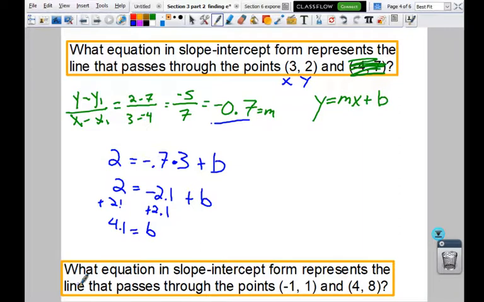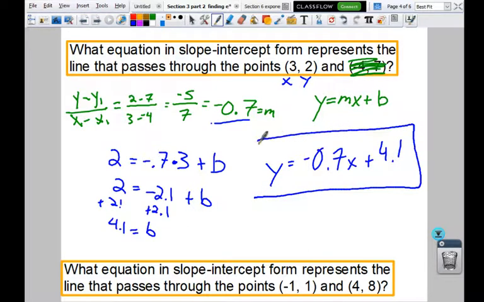Alright, so I got b equals 4.1. You guys got 4.1? Am I done? No. Okay, what do I gotta do? y equals negative 0.7x plus 4.1. Perfect. Alright, nice job, guys. Look at the time.